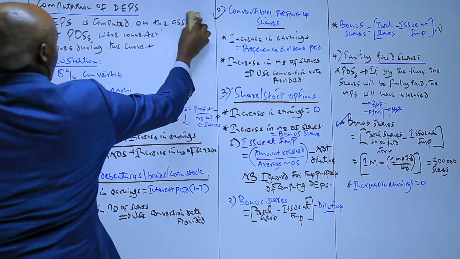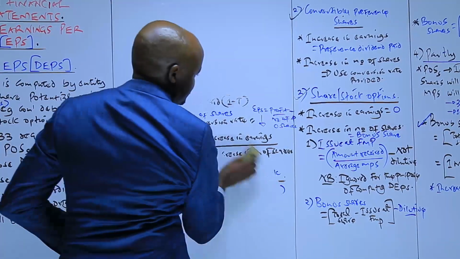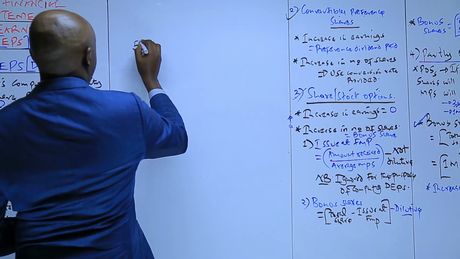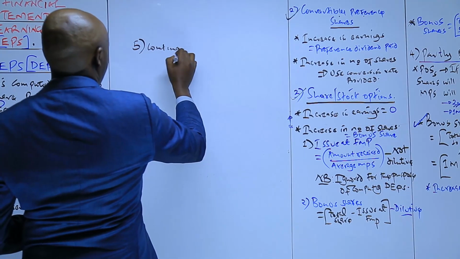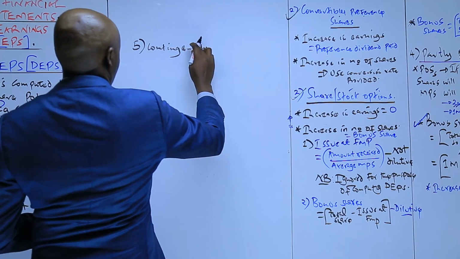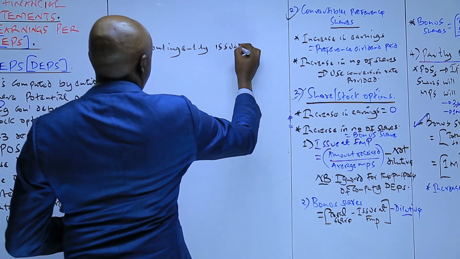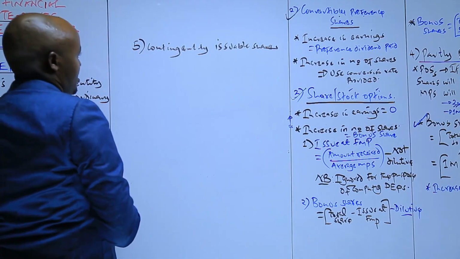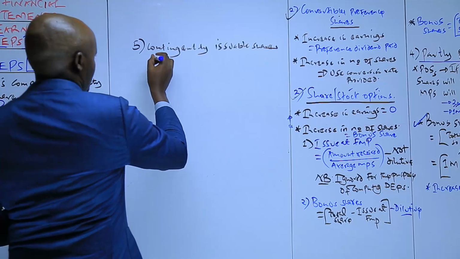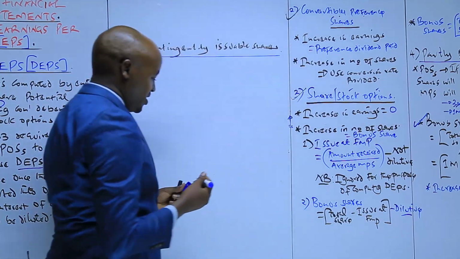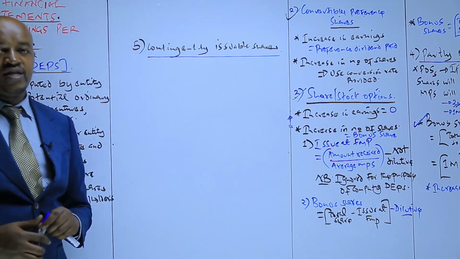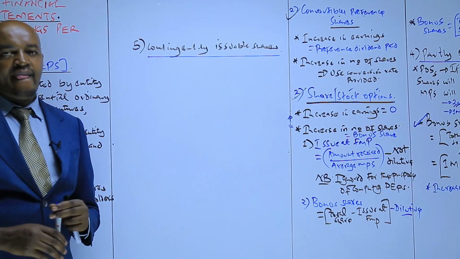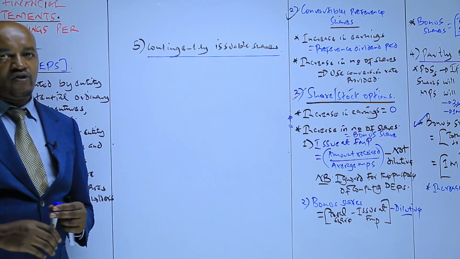So finally, I want us to look at how we treat the other type of potential ordinary share, and that is the contingently issuable shares, which should be number 5. This is something we defined in our first lesson of this topic, and we said contingently issuable shares are those particular ordinary shares to be issued by the company in the future upon fulfillment of certain conditions.